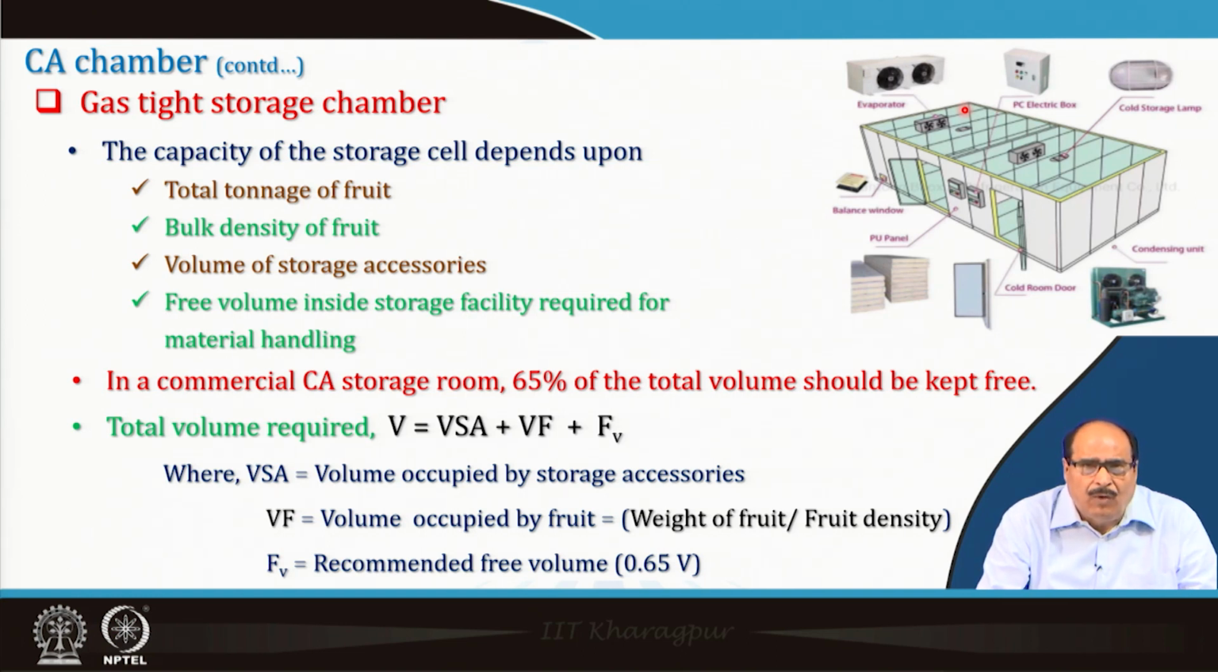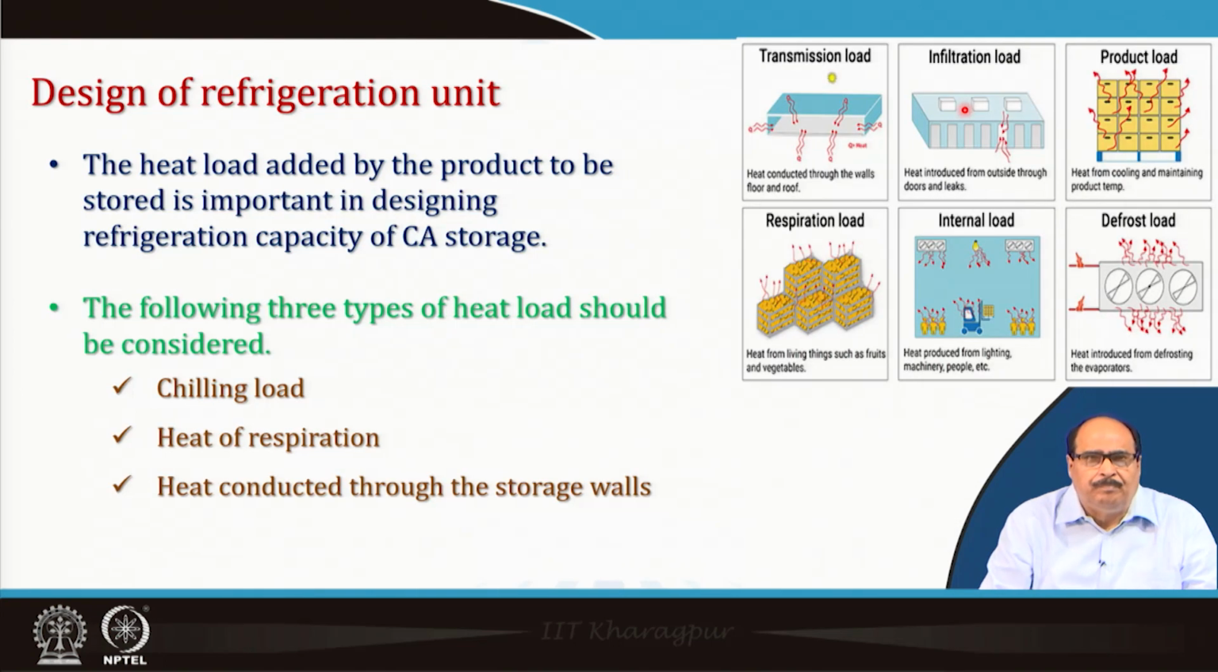So, total volume required V will be VSA plus VF plus FV, where VSA is the volume occupied by the storage accessories, VF is the volume occupied by fruit, which you can find out from the weight of the fruit if you know. So, weight of the produce divided by density of the produce is the volume occupied by the produce, and then FV is the recommended free volume, that is 65% or you can say 0.65 V.